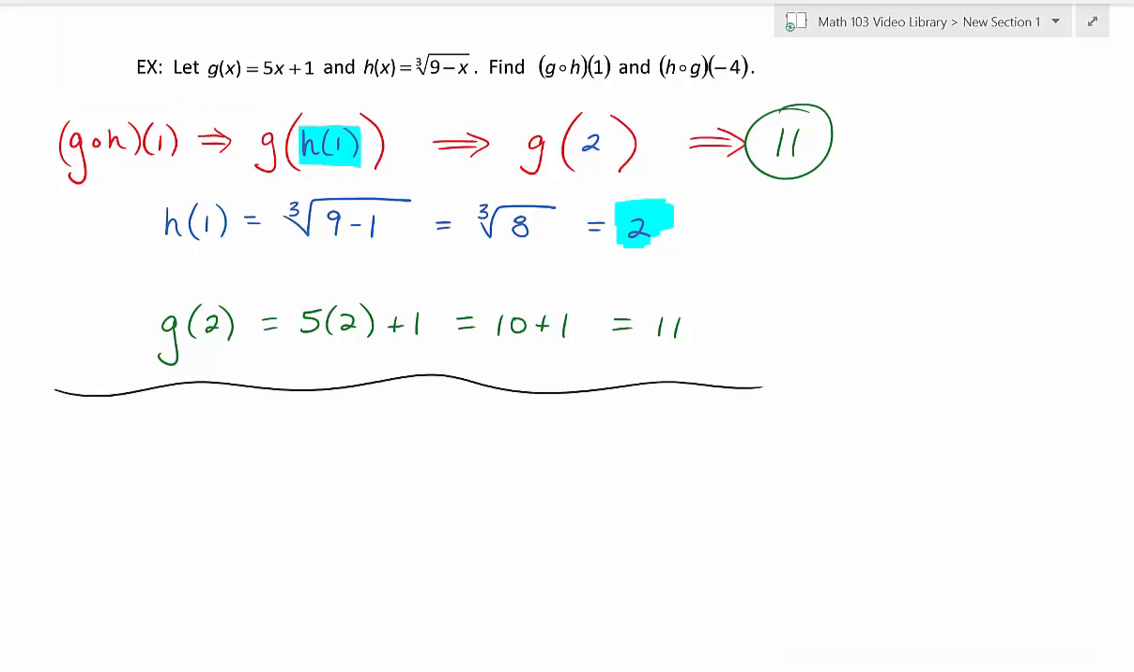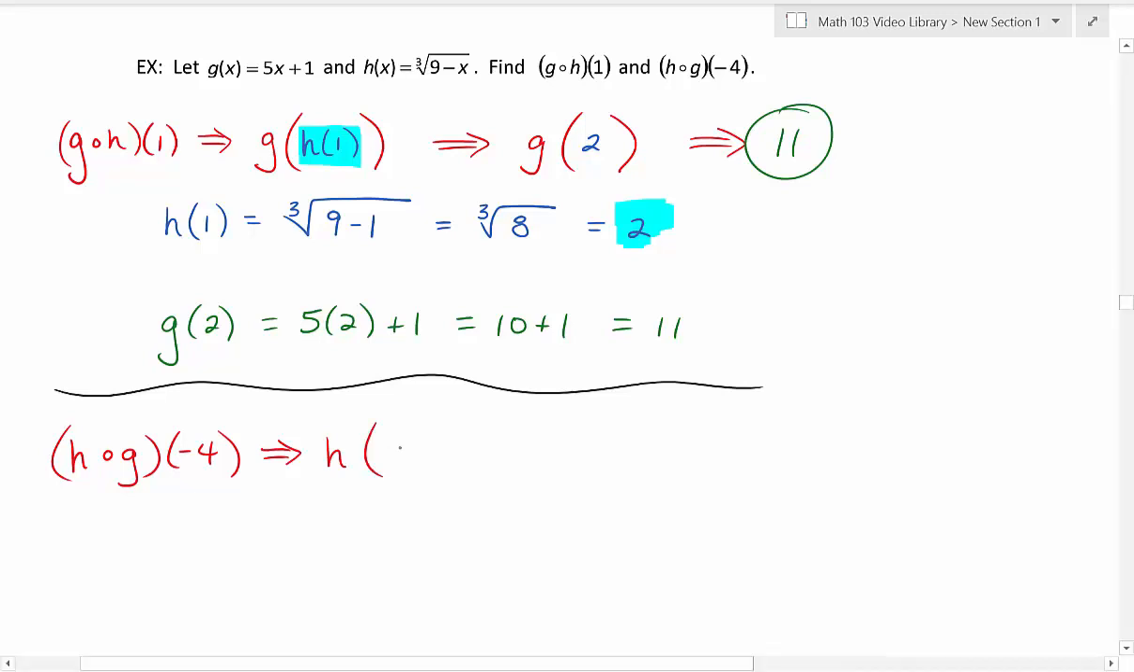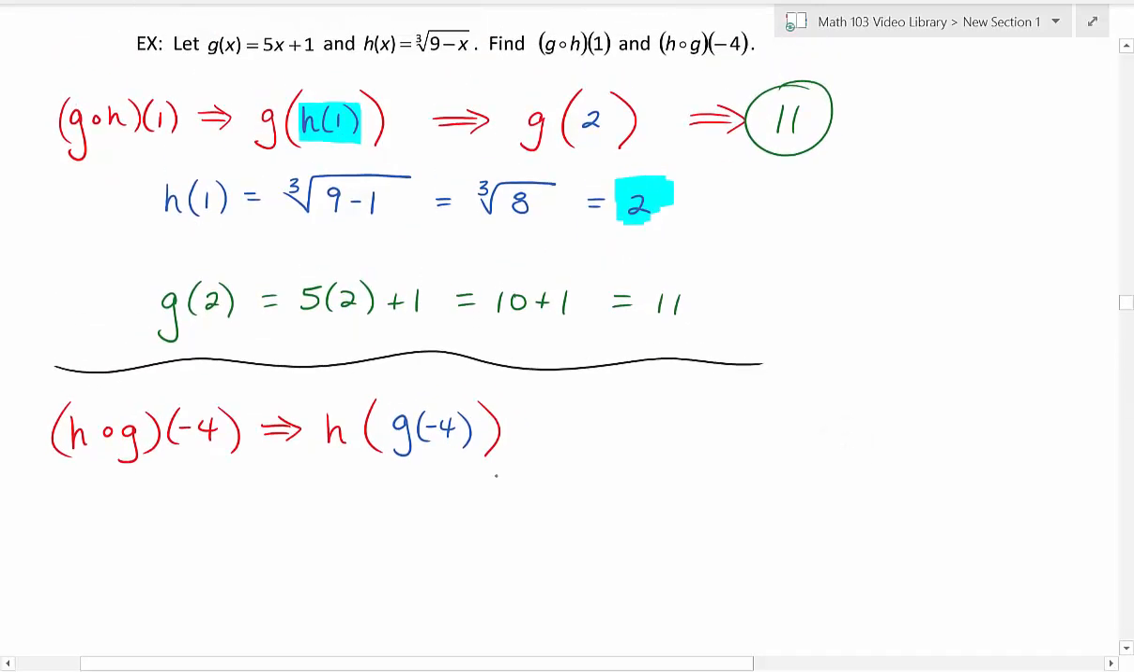Let's try the next one. h composed with g of -4. The initial rewrite is really important. This is the same as h of g of -4. We'll start with the inside. We need to find g of -4.